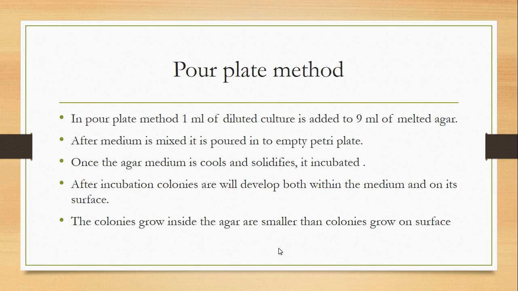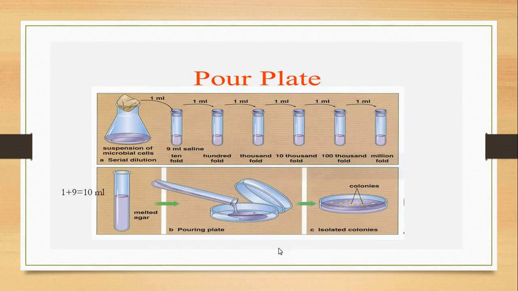Two kinds of colonies appear, either on the surface or within the agar. Within the agar, there is a lack of nutrition and a lack of oxygen compared to the surface. So the colonies that appear on the surface are much better in shape, and the colonies within the agar are much smaller than the colonies on the surface.